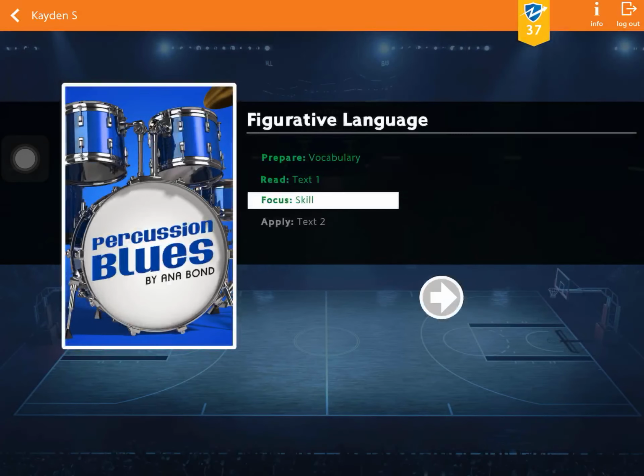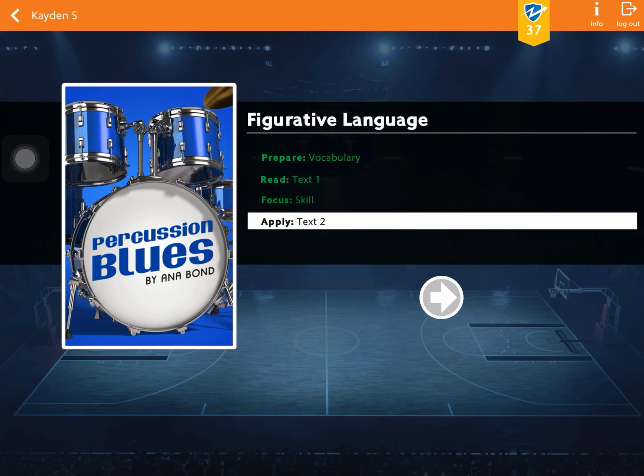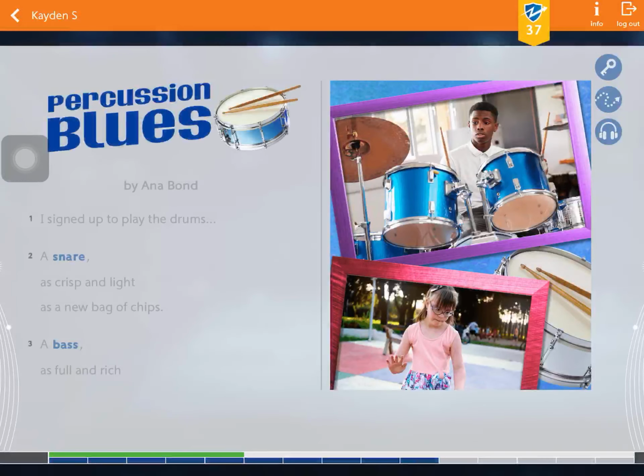Now apply what you've learned to text 2. Now you will read the poem Percussion Blues by Anna Bond. Then you'll be asked to think about how the author uses figurative language.